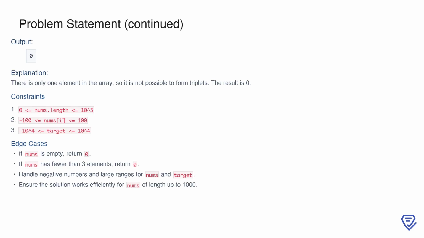Finally, let's consider the constraints and edge cases that are critical for solving this problem. The length of the nums array can range from 0 to 1000, which means the solution must handle both very small and relatively large arrays efficiently. The values within nums can range from -100 to 100, and the target can vary between -10000 and 10000. Special cases to handle include empty arrays and arrays with fewer than 3 elements, where the result should always be 0. Additionally, the solution must be able to process negative numbers and ensure it works efficiently within the provided constraints.